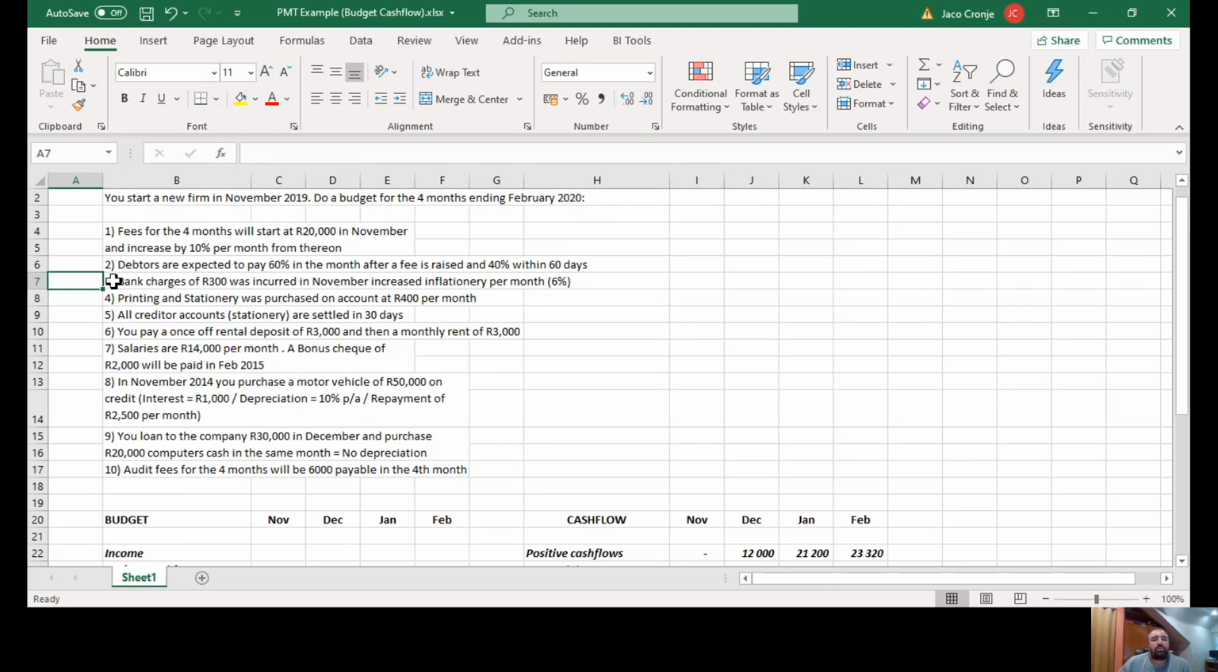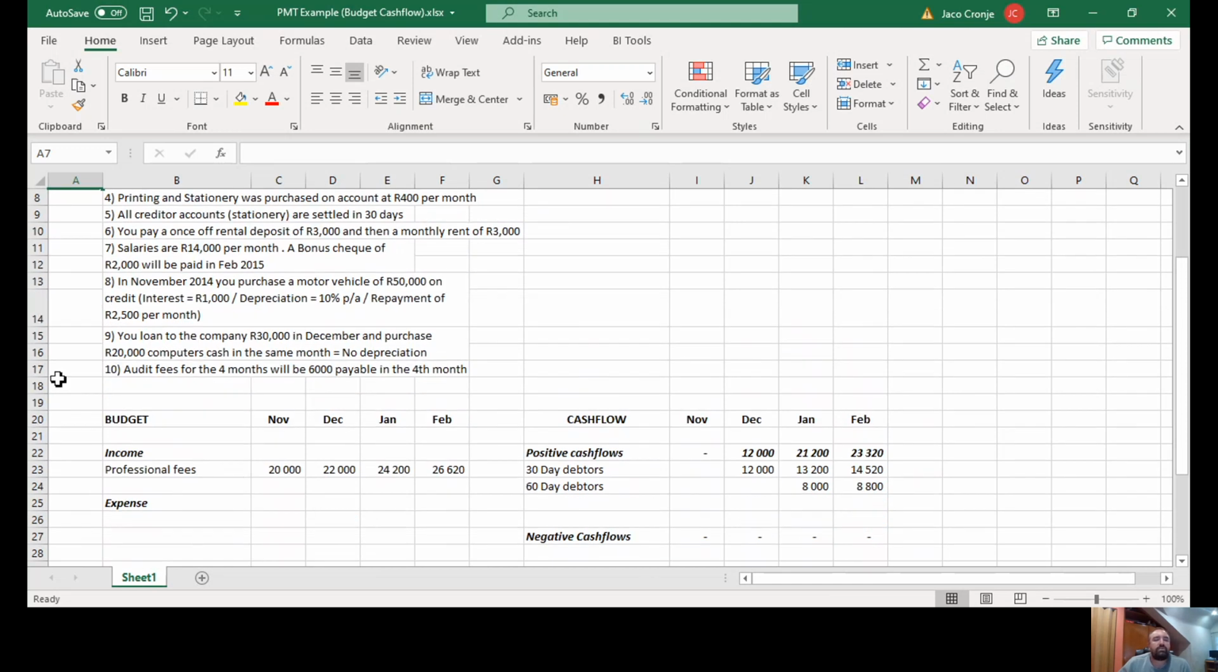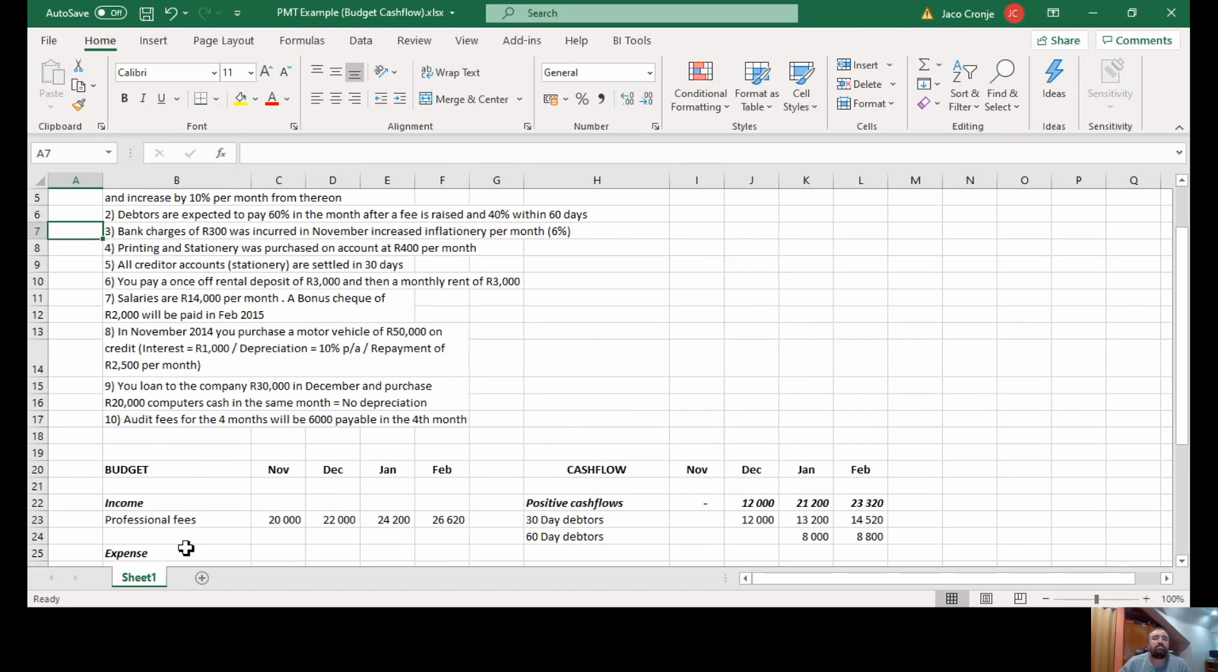Bank charges of 300 Rand was incurred in November and increased inflationary per month. So it increased by 6% per month. So let's first start. Ask yourself the question, does this tell me something about my budget, my cash flow, both, or none? So let's first look at the budget. Does it tell me something about my budget? Once I pay my bank charges, will I lose that amount of equity? Will the bank ever give that money back to me? The answer is no. Once my bank charge goes off my system, the money is gone.